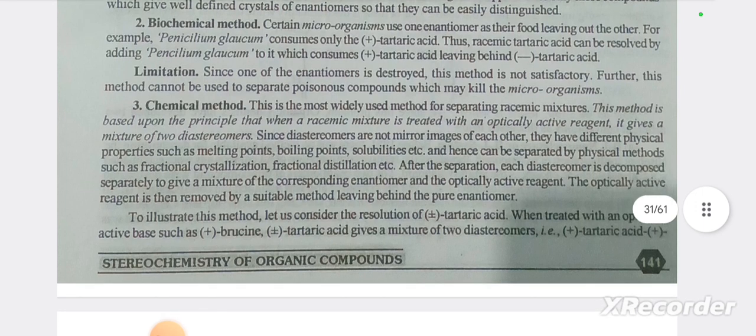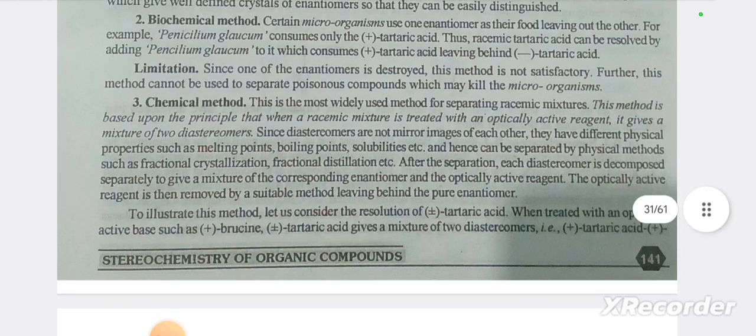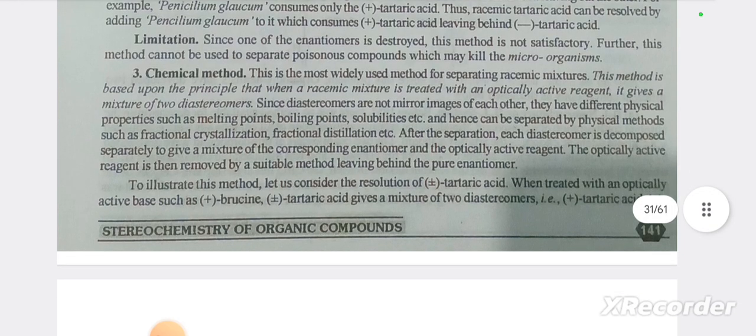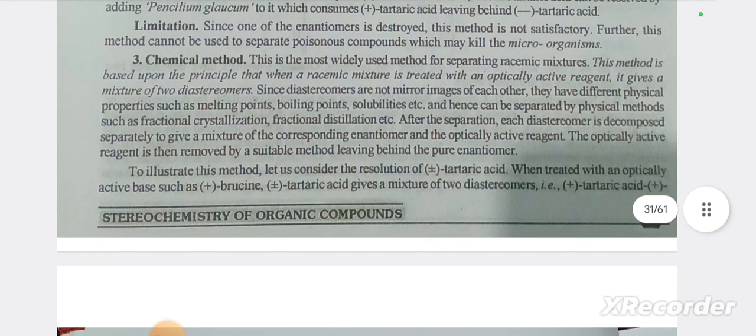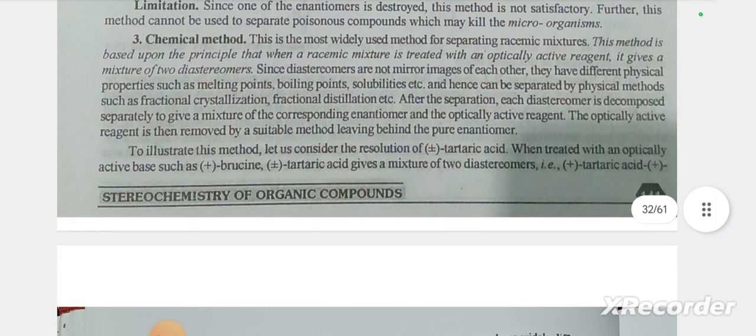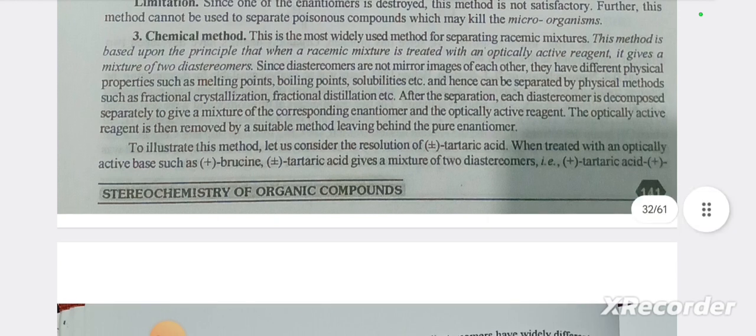Biochemical method. Certain microorganisms use one enantiomer as their food, leaving out the other. For example, Penicillium glaucum consumes plus tartaric acid, thus racemic tartaric acid can be resolved. Limitation: since one of the enantiomers is destroyed, the method is not satisfactory. Further, this method cannot be used to separate poisonous compounds which may kill the microorganism.